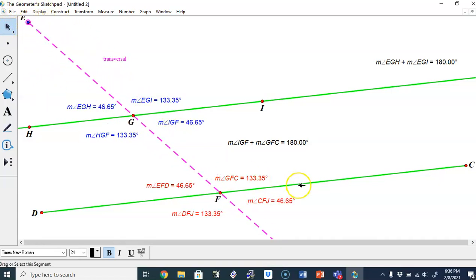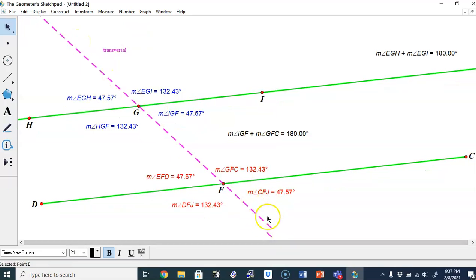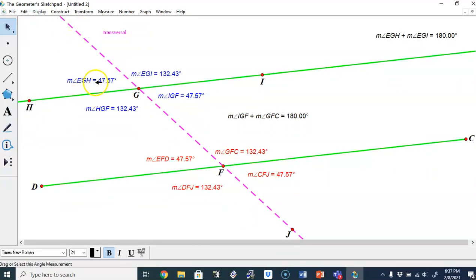The alternate exteriors, the alternate interiors, and the correspondings are all going to be the same every time. The only ones that won't be the same are the consecutive interiors, because this is a little one and this is a big one, but they're going to add up to 180. So if you have parallel lines being cut by a transversal, if someone gives you one angle, you've got them all. I like to call it a little zigzag.